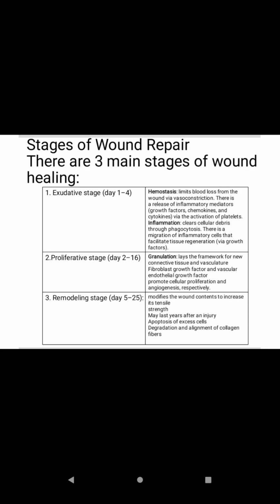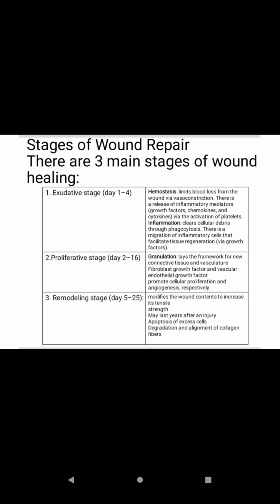With VIP room in mind, we can divide wound healing into 3 main stages: the exudative stage, proliferative stage, and remodeling stage. The exudative stage involves hemostasis, where there is vasoconstriction to limit blood loss, and there is also release of inflammatory mediators, which include growth factors, chemokines, and cytokines, which activate platelets, forming fibrin plaques.